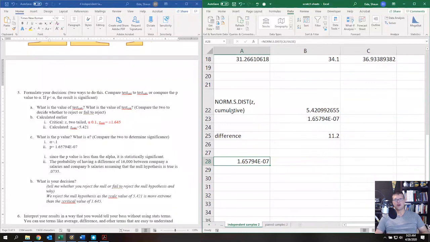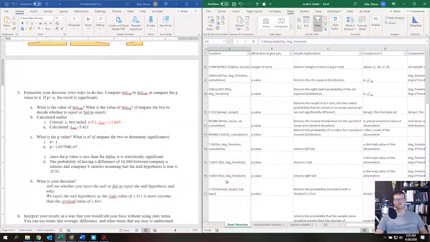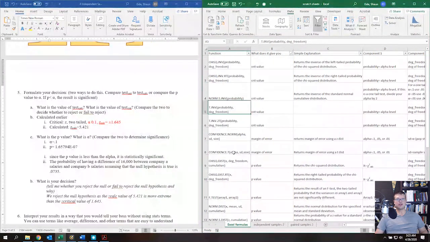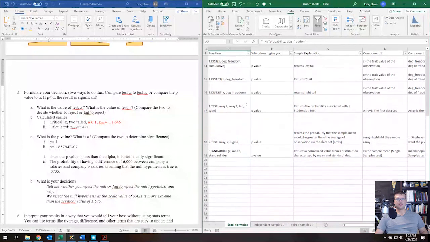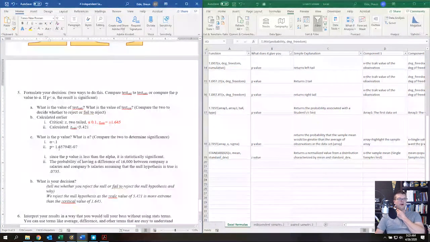There's also, if you go to the Excel formulas, you can do the same thing with the t and the chi-squared, and it'll give you the critical values, and then the t and the norm functions give you the p-values. So the probability of this result is 1.6579 raised to the negative 7th.